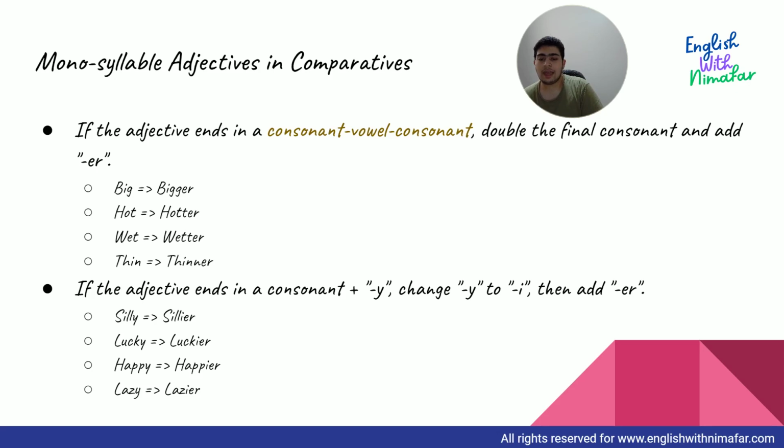If the adjective ends in a consonant plus Y, for example, silly, lucky, happy, lazy, change Y to I, and then add ER. For example, silly, sillier, lucky, luckier, happy, happier, lazy, lazier.